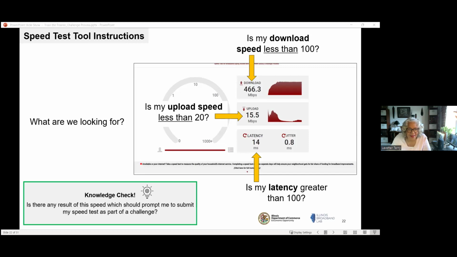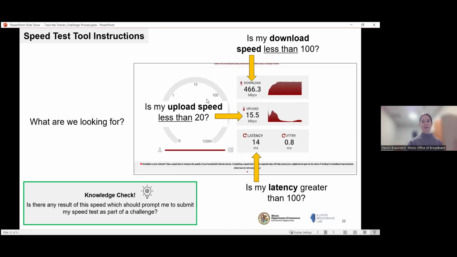I'll take a wild guess. Is it concerned about the upload speed? Yes, Lavetta. Yeah, and see good, Jennifer and Effingham County. Great. Yeah, so our upload speed is only 15.5, which is lower than 20. So great, great looking with a close eye, everyone.